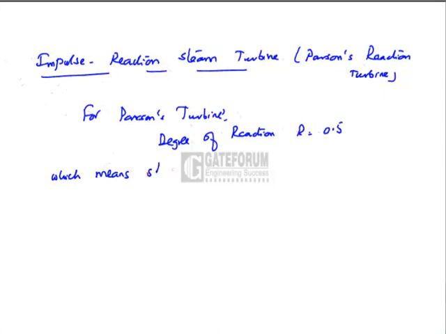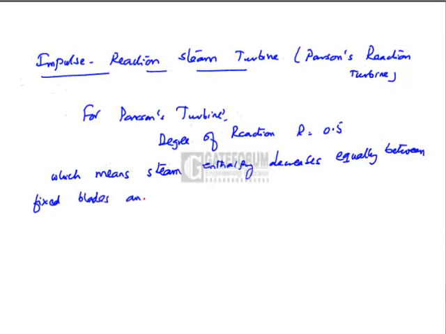steam enthalpy decreases equally between fixed blades and moving blades, that is delta H fixed blades is equal to delta H moving blades.